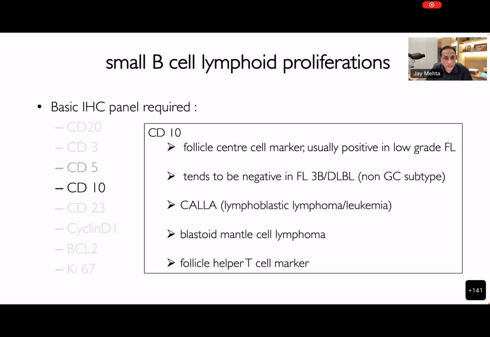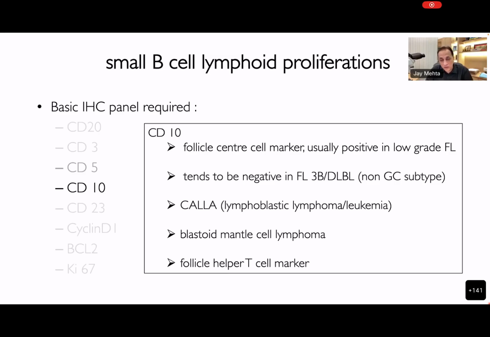So what about CD10? That's a follicle center cell marker, usually positive in low-grade follicular lymphomas, the classic ones. When it becomes grade 3B, it's unlikely to be positive. It tends to be negative in 3B or DLBCL. It's also the common acute lymphoblastic leukemia antigen, so it marks ALL, acute lymphoblastic leukemias of the precursor B cell phenotype. It also marks blastoid mantle cell lymphomas. And just the way that it marks the germinal center cells, the follicular helper T cells, which I just showed you before this tumor, can also mark with CD10.